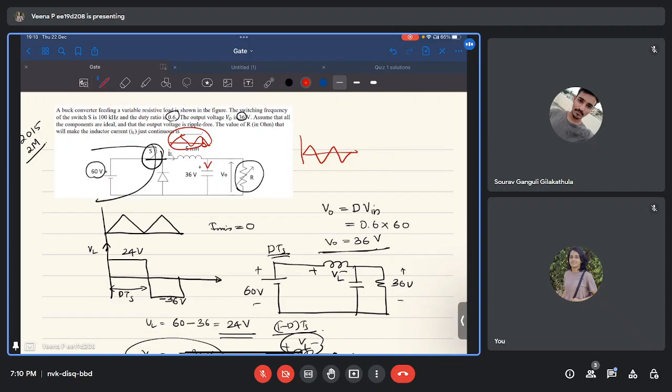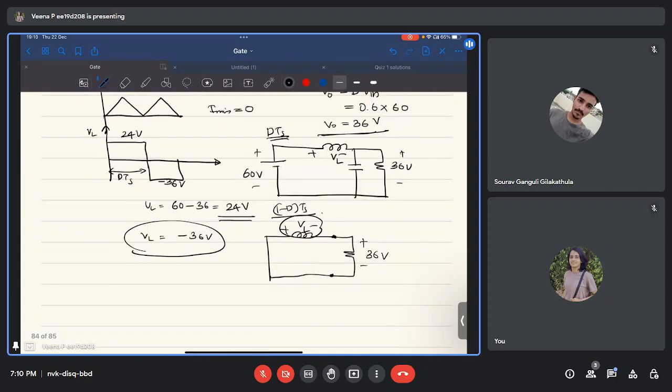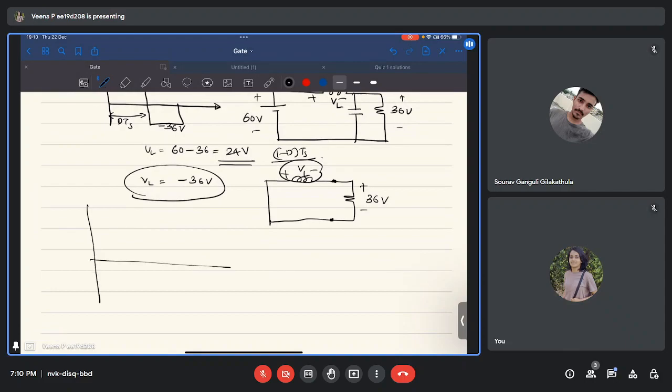We'll discuss it after we solve this problem. So the problem asked is what is the value of resistance? Now we got the inductor voltage. When the switch is conducting, the inductor voltage is 24 volt and when the switch is not conducting, the inductor voltage is minus 36 volt. So you understand that when the switch is conducting, the inductor current rises. When the switch is not conducting, the inductor current falls. In the question it is given that the inductor current is just at the verge of continuous conduction mode. So the minimum value of current is 0.